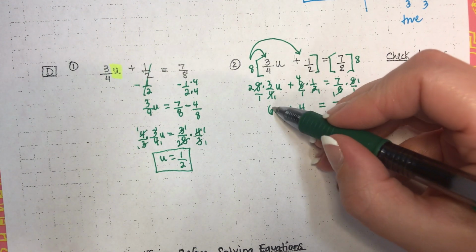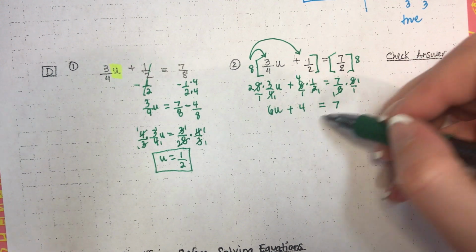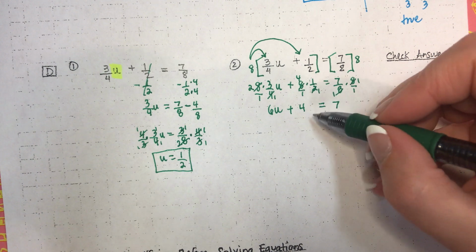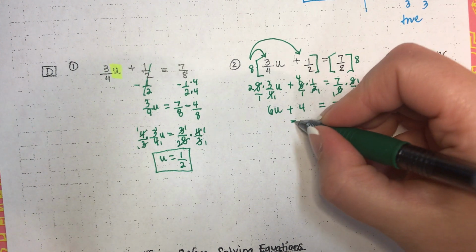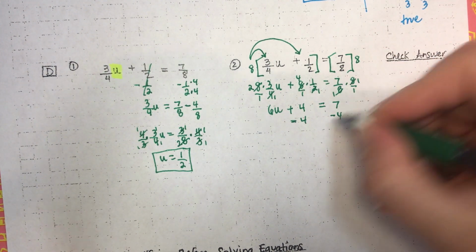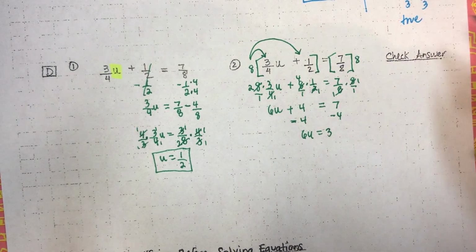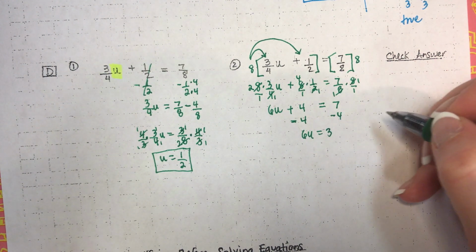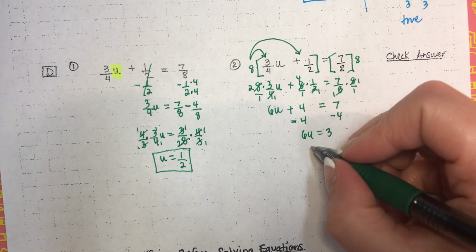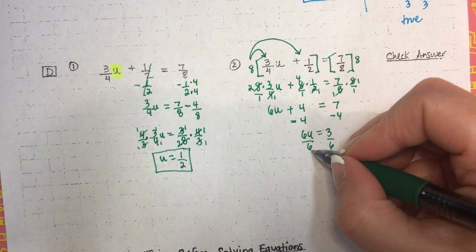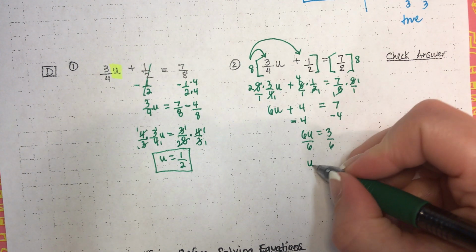We're trying to get u, right? 6 times u, so we have to get rid of this bit on the outside first. So the inverse operation, when you're adding 4, would be subtracting 4 to both sides. So 7 minus 4 is 3. And we have 6 times u, so the inverse operation of multiplication would be division. We're going to divide by 6 to both sides. 6 divided by 6 is 1. 1 times u is just u.